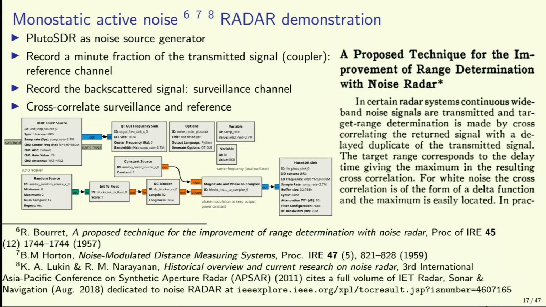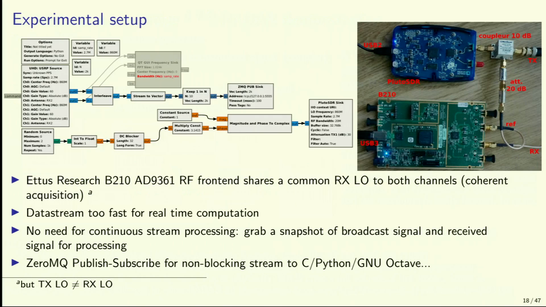If you look at the references, they date from 1957, 1959, and noise radar is actually defined by: we broadcast a random signal whose copy we record locally, and then we try to find time-delayed copies. So how do you implement this with GNU Radio? Well, for example, you take a Pluto SDR, and the Pluto SDR is used for broadcasting a random signal. So here, I'm trying to take a random source, and this random source is feeding the Pluto SDR.